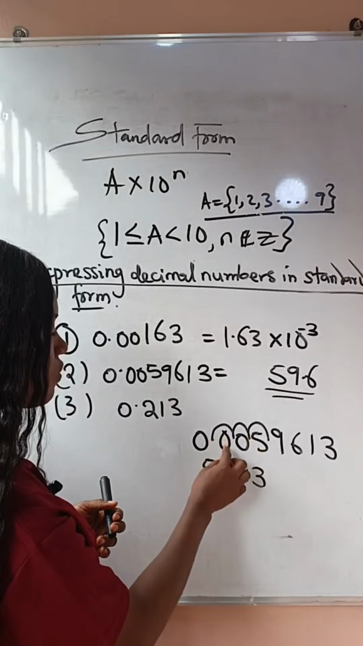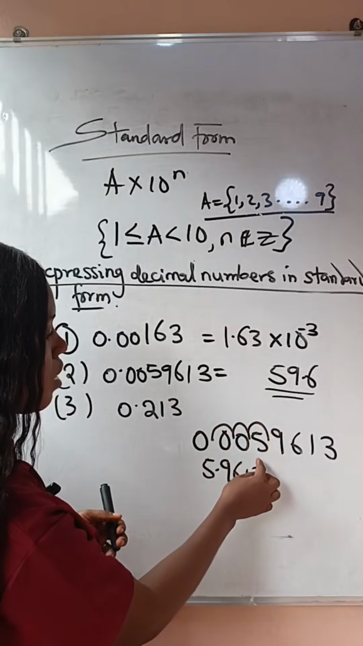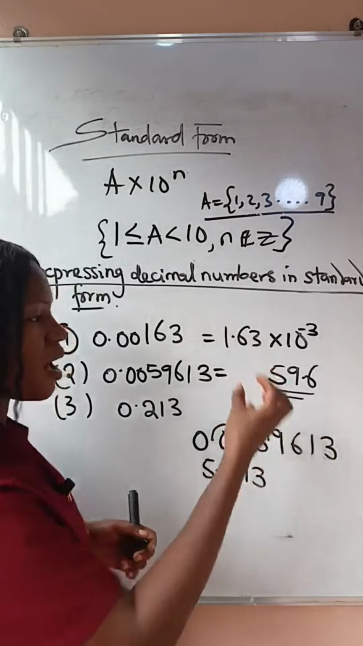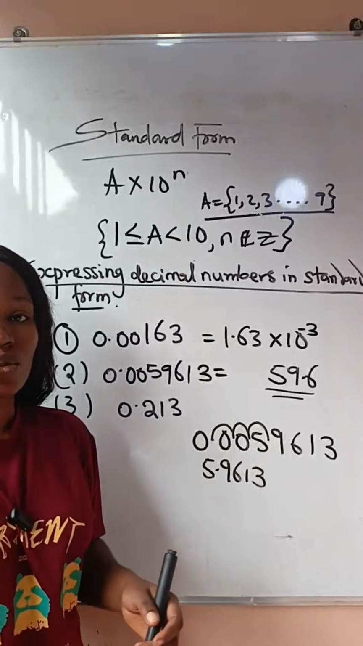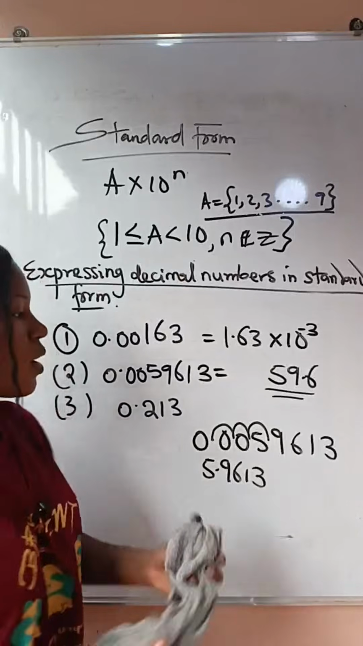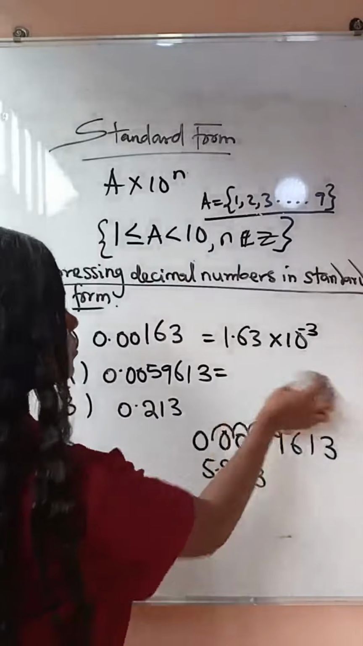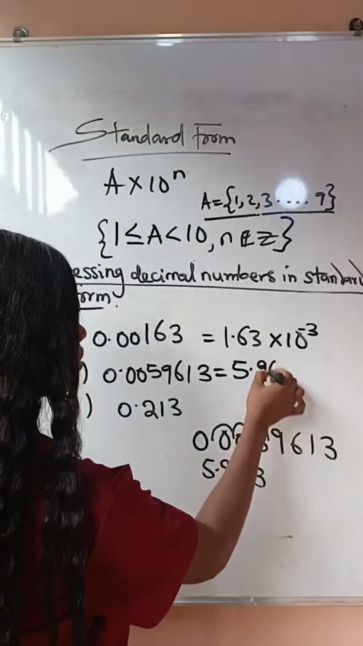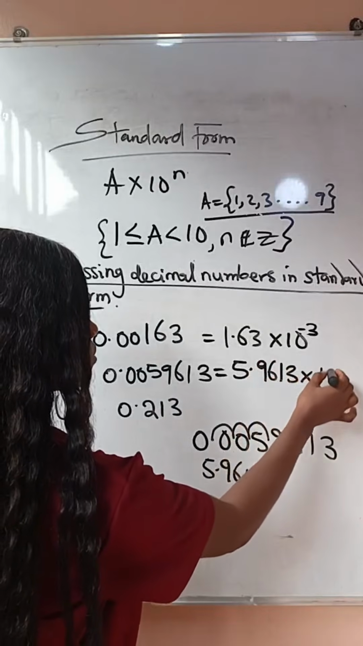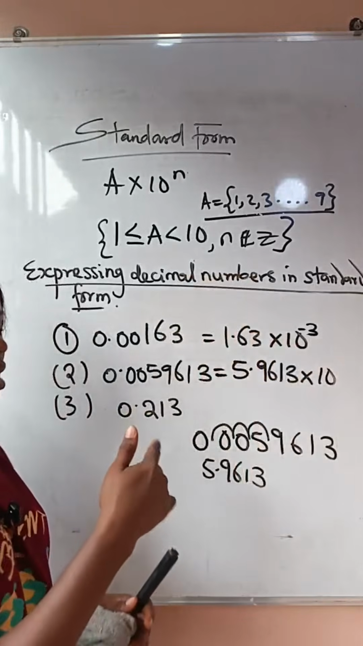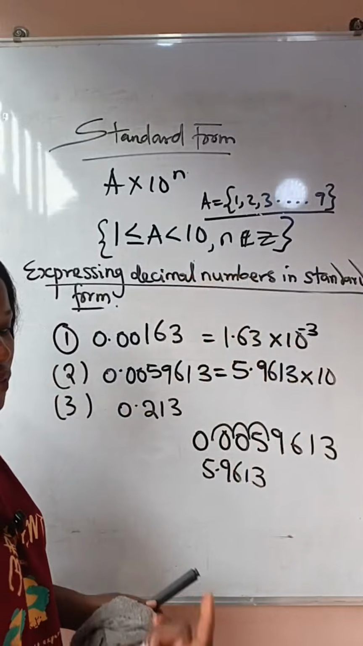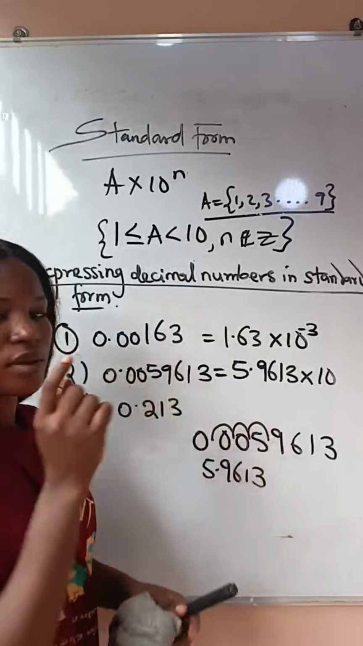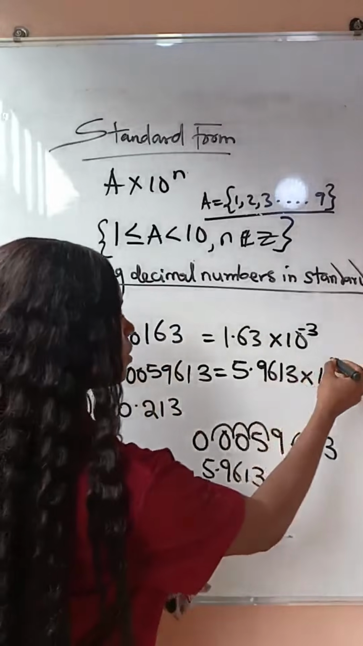Okay, so now we have 5.9. It was here, and we have shifted the decimal point to this place. So it's now 5.9613. Remember, pick all the numbers at the back of your number as long as it's not zero. So we're going to write this 5.9613 times 10 to the power of. Now, we shifted our decimal point how many times? 1, 2, 3, 3 times. So it's going to be 3.